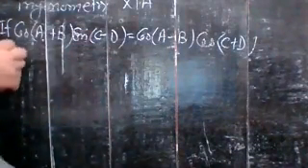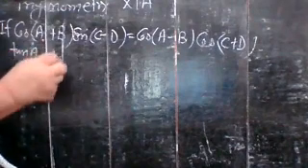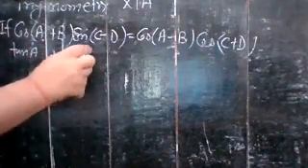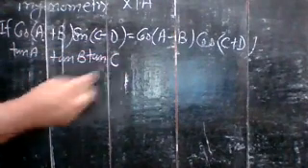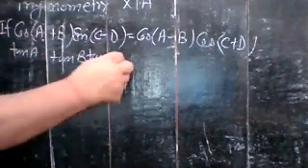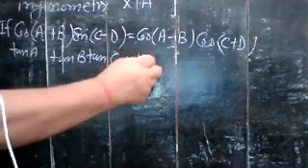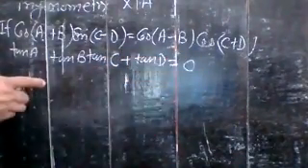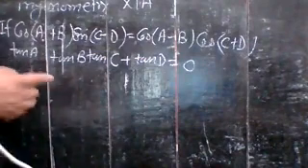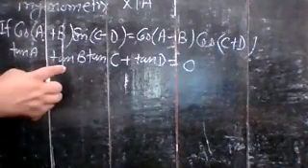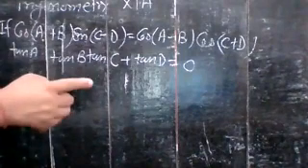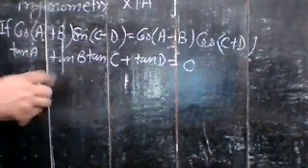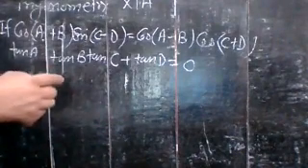tan A tan B tan C plus tan D is equal to 0. So here you have to prove that tan A into tan B into tan C plus tan D is equal to 0. So how do you obtain such a result?